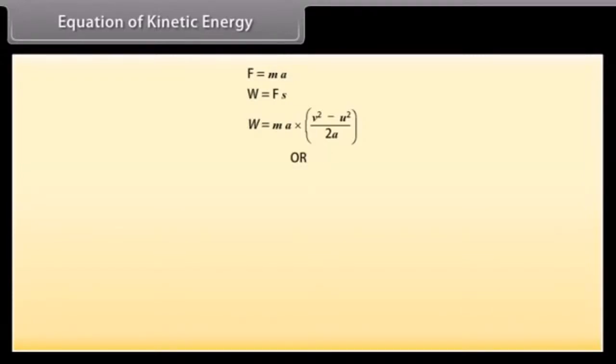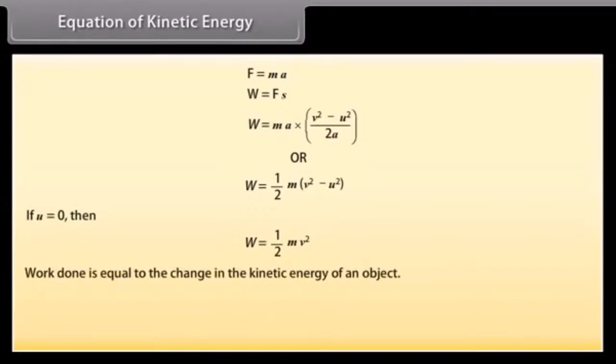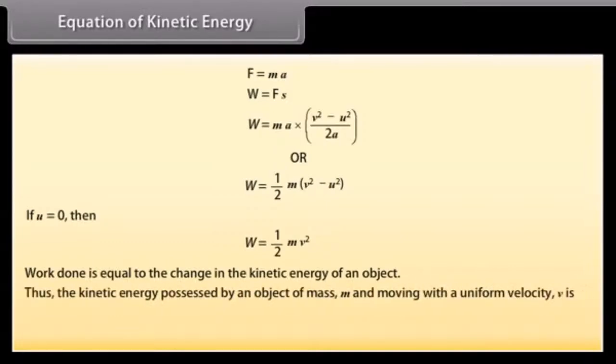Or we can write it as W is equal to 1 upon 2 into m into v square minus u square. If the object is starting from its stationary position, that is u is equal to 0, then the work done, W is equal to 1 upon 2 into mv square. It is clear that the work done is equal to the change in the kinetic energy of an object. Thus, the kinetic energy possessed by an object of mass m and moving with a uniform velocity v is 1 upon 2 mv square.